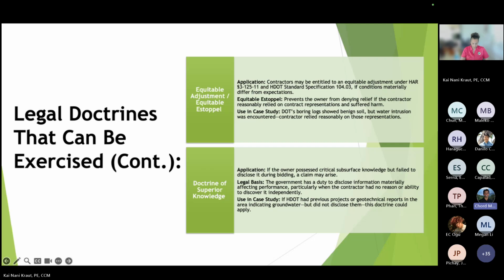And then specifically to the case study, if HDOT had previous projects or geotechnical reports in the area indicating groundwater that was encountered, but did not disclose them, this doctrine could then apply.